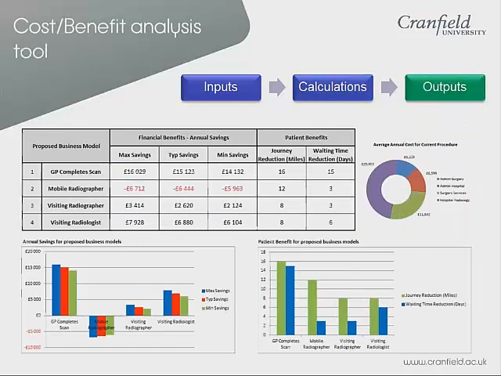So here you can see some results. So there's 4 different business models where you can see that the GP completing the scan itself at the surgery generates the largest amount of savings, whereas a mobile radiographer actually increases the costs. The other 2, business model 3, visiting radiographer and visiting radiologist, generated lesser savings.